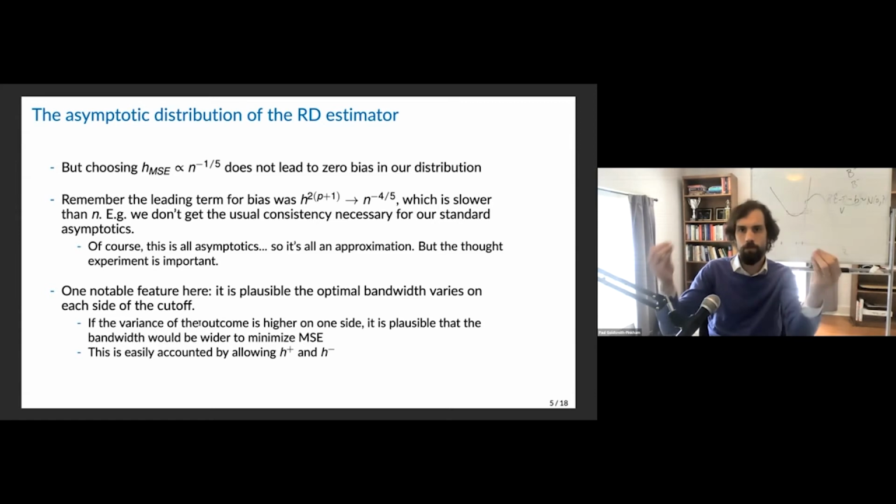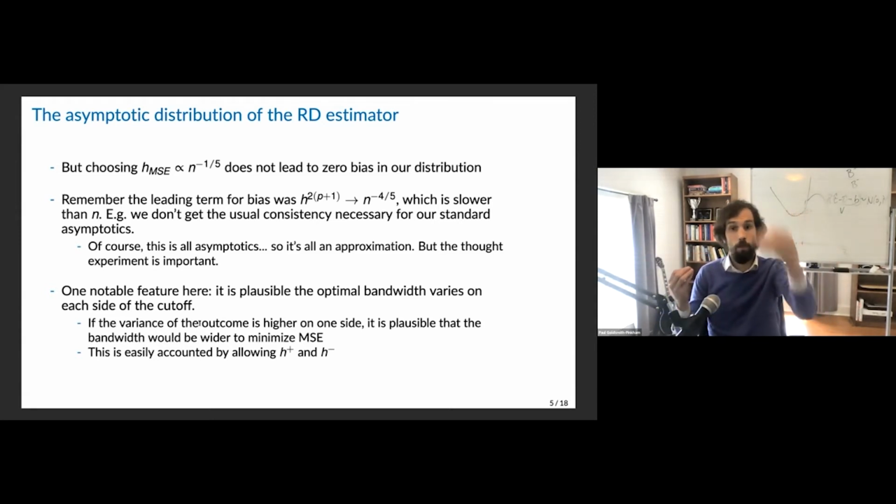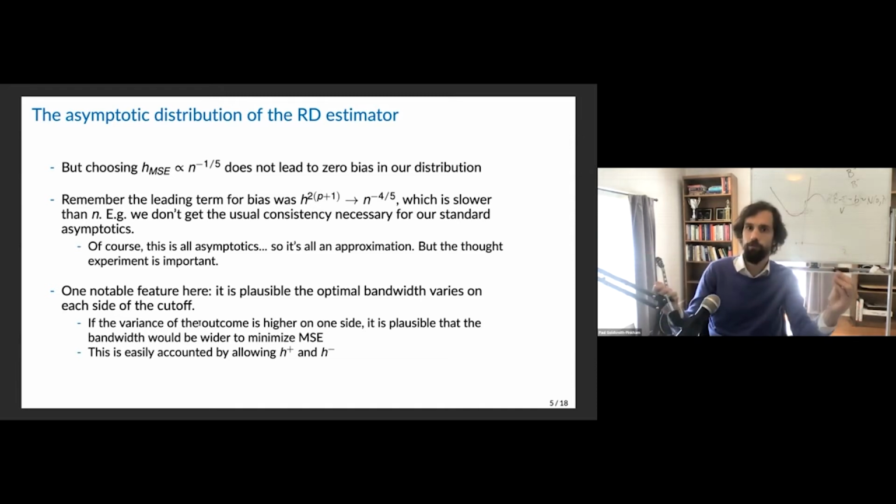So they both can't be the right thing to do. You need to either do something smaller than the mean squared error efficient bandwidth, and then you can assume that it's normally distributed, or you have to adjust for the bias in some way.